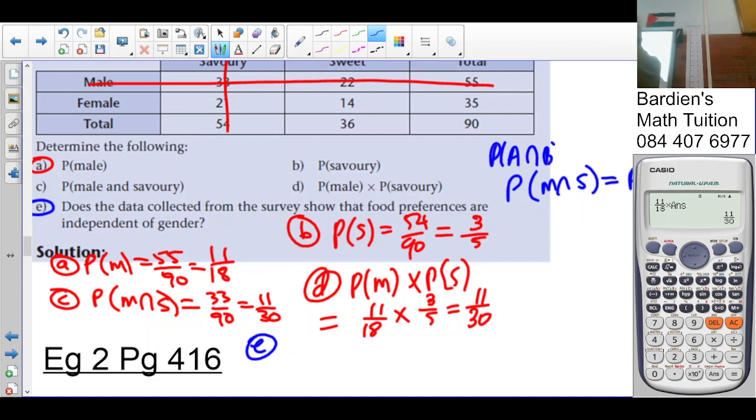A intersection B is equal to the probability of A times the probability of B. You guys understand? No? Now, since we have done calculations dealing with male and savory, that is why I'm using this one in particular. Okay? So if male and savory is independent, female and savory will also be independent, so will male sweet be independent, and so will female sweet also be independent.